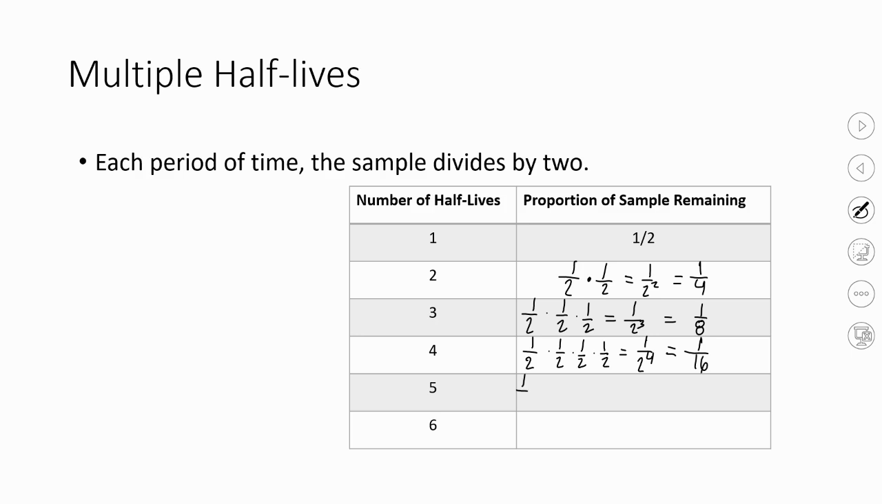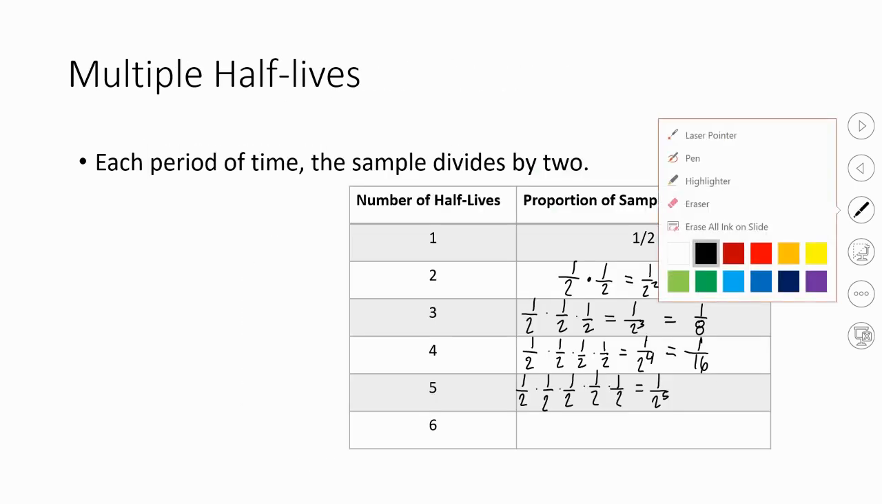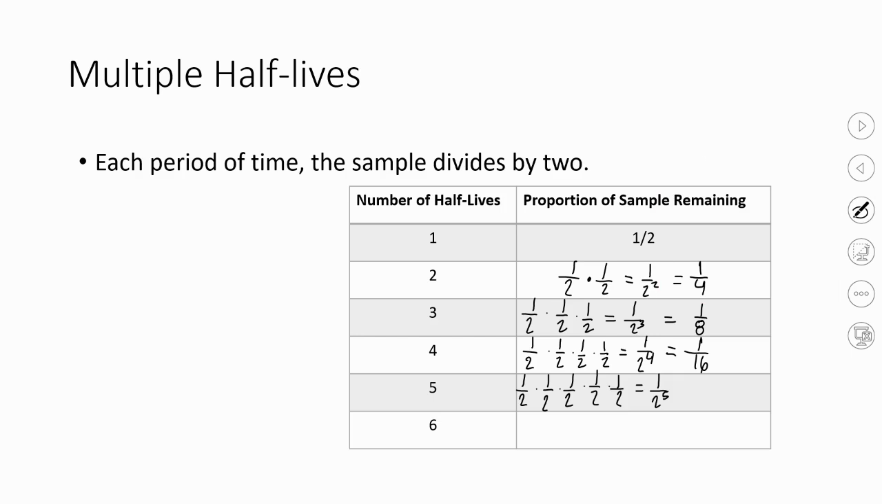And then 5, let's try. I think I've only seen up to 6, but if it comes up that it's more, you're still going to follow this pattern. So we have 5 half-lives. That's the same as, sorry? 32. Okay, thank you. 2 to the 5th, which is the same as 1/32. Okay. And then the last one is on this table.